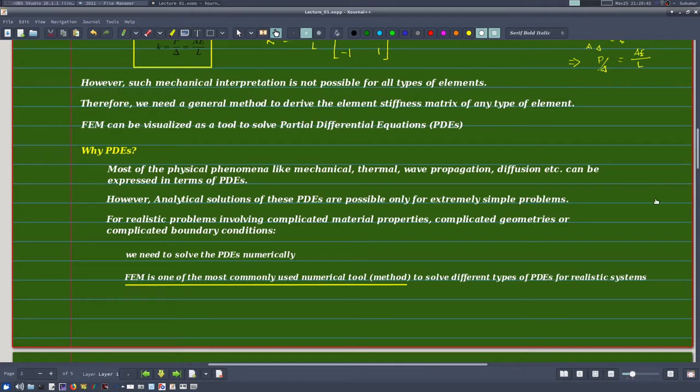So that's why this topic is important. Once we understand those mathematical techniques, it is possible for us to derive the element stiffness matrix of any kind of element that we may be able to use in a realistic engineering problem.